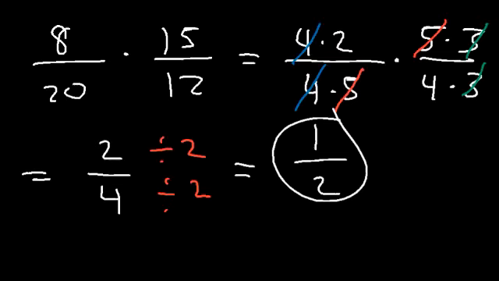So we don't need to know what 8 times 15 is, or 20 times 12. So if you're dealing with fractions, simplify first before you multiply if you're dealing with large numbers. You can do so for small numbers too, but for small numbers you don't really need to. But for large numbers, you can solve it faster if you simplify it first.